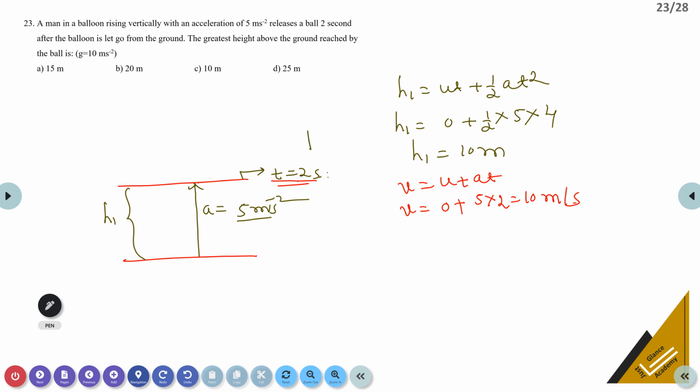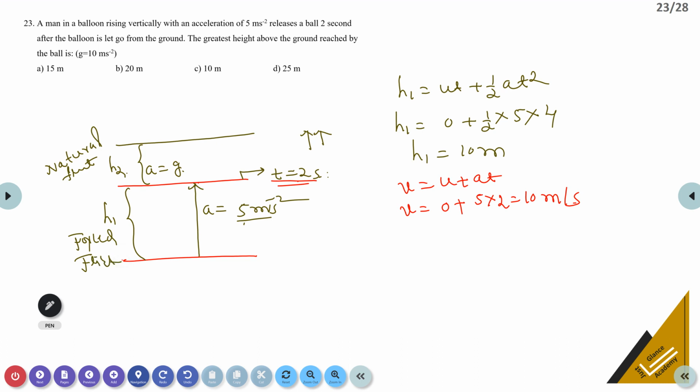Your balloon is rising vertically up, so the stone is also moving vertically up. Now the stone travels some distance h2. Here in the second phase, it is not because of this acceleration; a equal to g, that is acceleration due to gravity. It is called natural flight. This one is called forced flight.